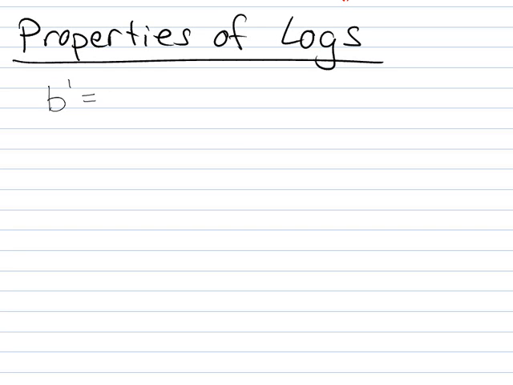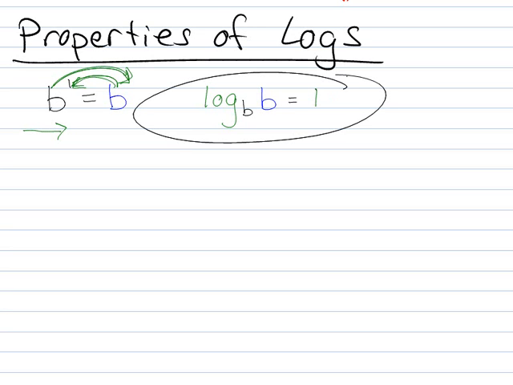Say I have b to the first equals, what's b to the first? b to the first equals b, right? Alright, let's convert this to a log. Working from left to right, the first number I see is log base b. Hop over and get that b. Log base b of b is 1, right? Log base b of b is 1. Believe it or not, that's a property of a logarithm.